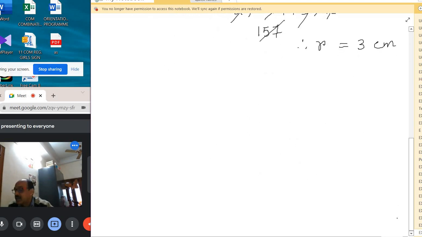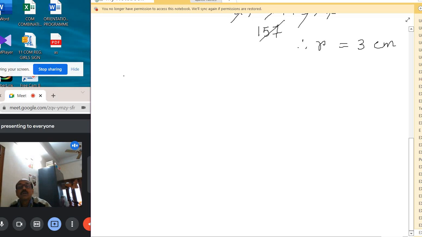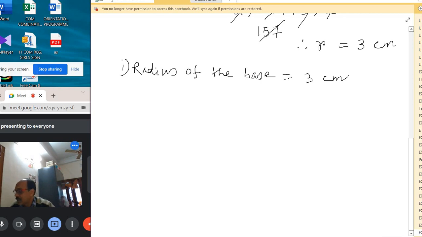Radius came 3. Now see the question, radius of the base. Therefore, radius of the base is 3 centimeter. So number 1 question, radius of the base equal to 3 centimeter. This is one answer. Now the second one is find its volume, that is capacity.